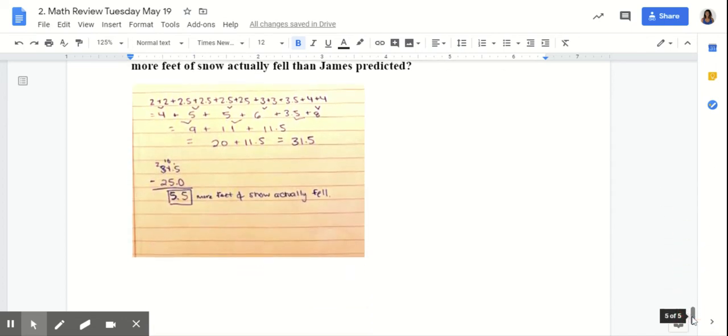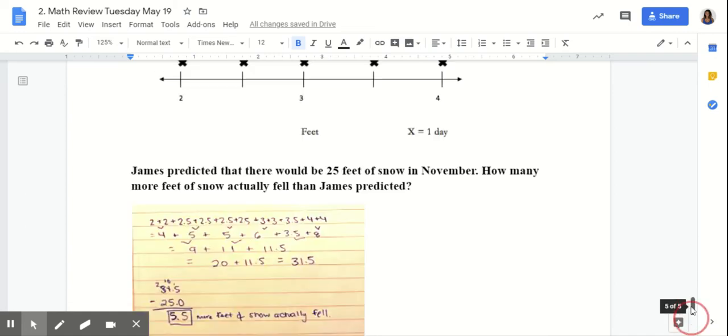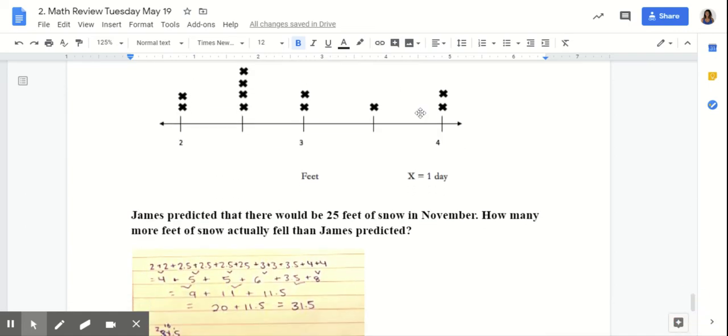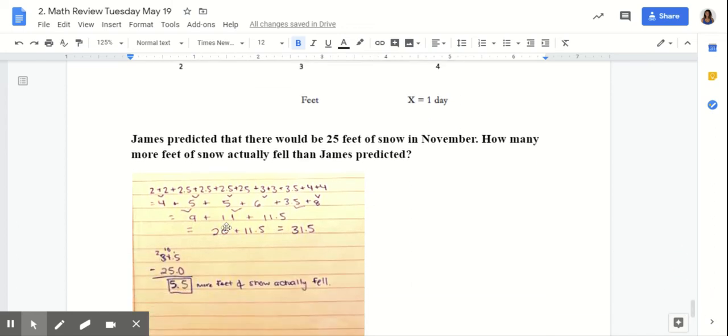So, with that being said, I made sure to add all of these days up because according to the amount of X's that are here, I should have 1, 2, 3, 4, 5, 6, 7, 8, 9, 10, 11 numbers that are being added up together. So, here in my answer, I have 11 numbers being added up. And then this total amount that actually fell in November was 31.5.